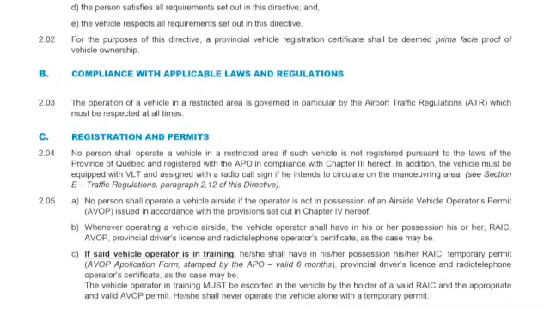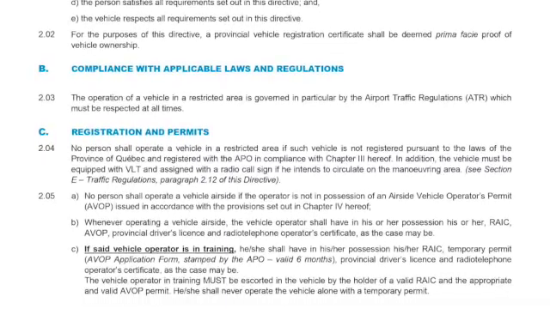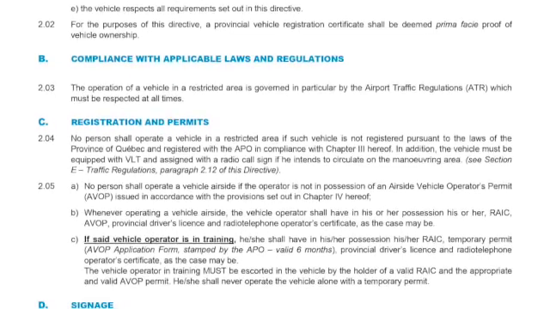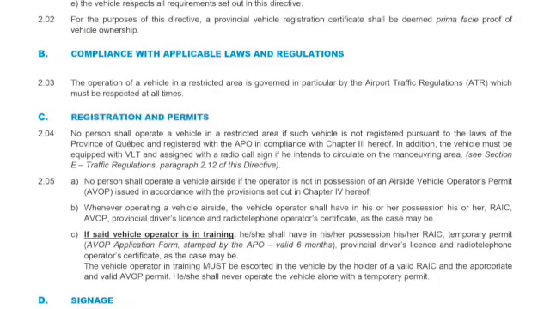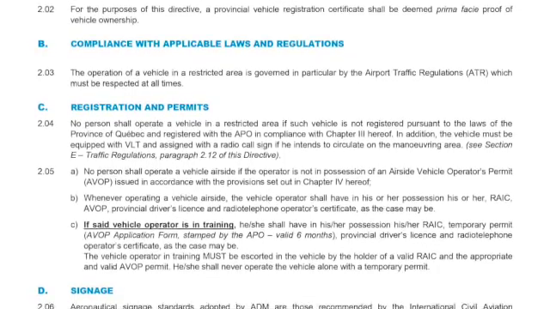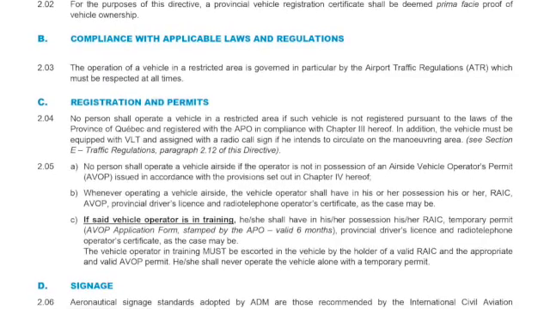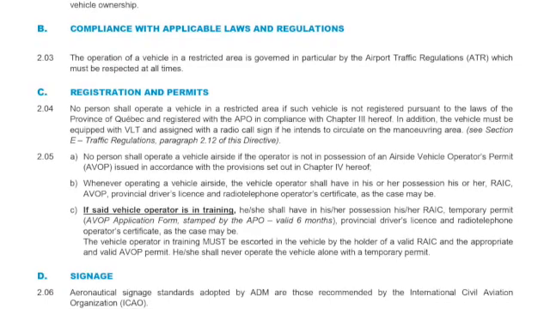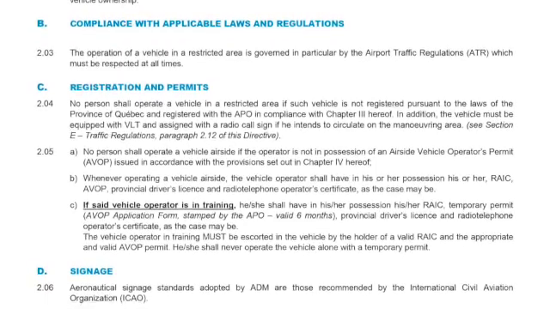2.05. A. No person shall operate a vehicle airside if the operator is not in possession of an airside vehicle operator's permit, AVOP, issued in accordance with the provisions set out in Chapter 4 hereof. B. Whenever operating a vehicle airside, the vehicle operator shall have in his possession his RAIC, AVOP, provincial driver's license and radio telephone operator's certificate, as the case may be.